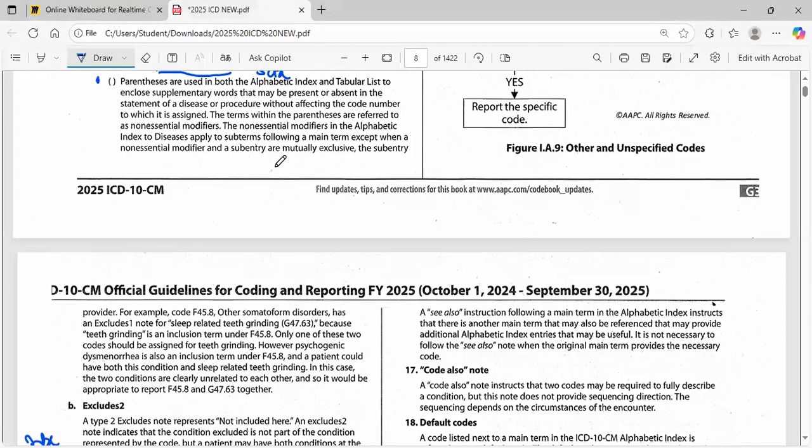Next, we have parenthesis. Parenthesis includes the non-essential modifiers. Non-essential modifiers mean that the code will not change if we have these types of classification or if we do not. Let's understand this with the help of an example.